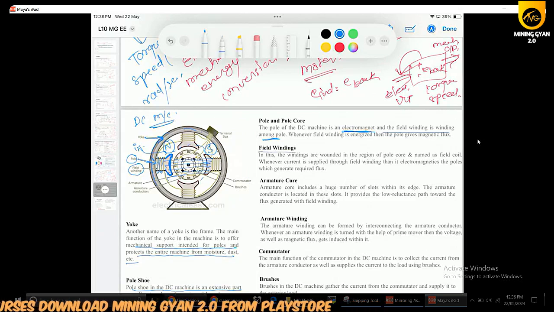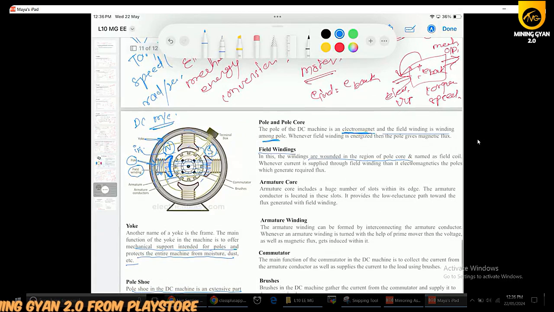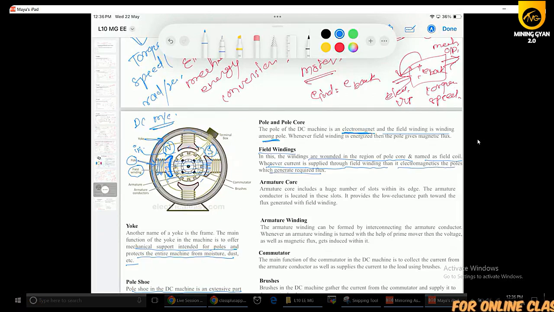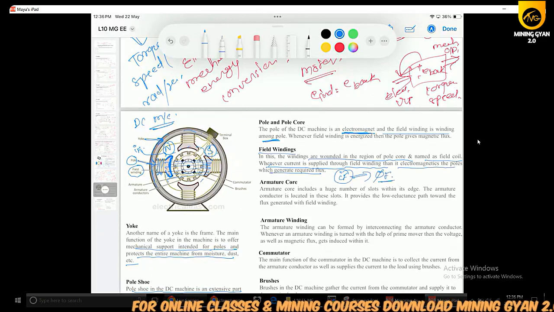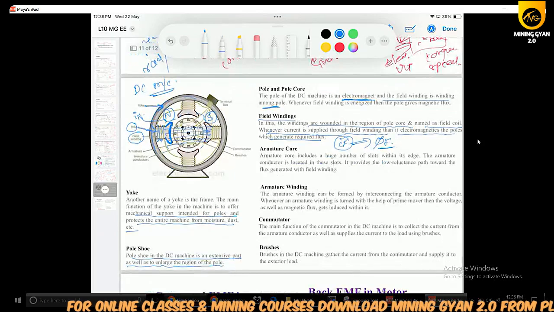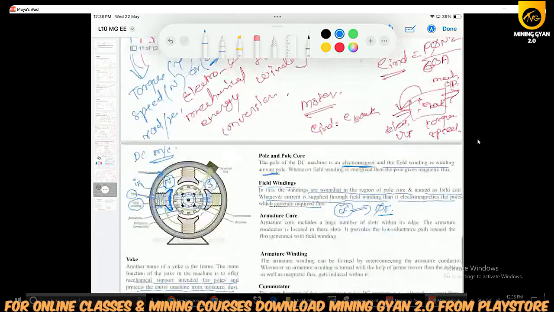Then what are the field windings? The windings that are wound around the pole core are named the field coil. Whenever current is supplied through the field winding, it magnetizes the poles, which generate the required flux. When we supply the field winding current IF, flux phi F will be generated in the machine, and that's why we call poles electromagnets.